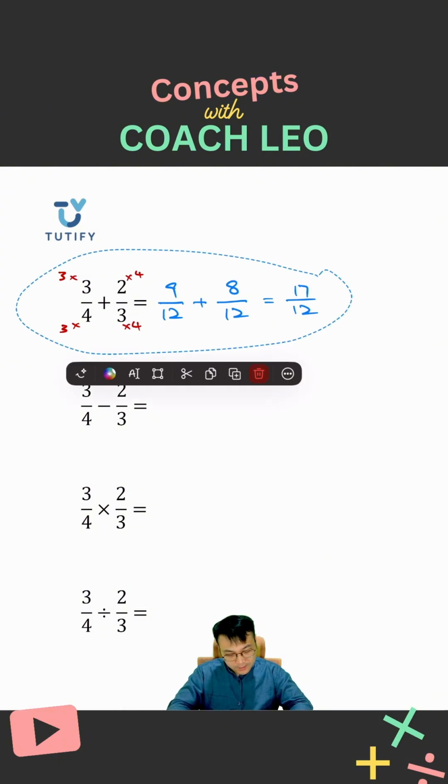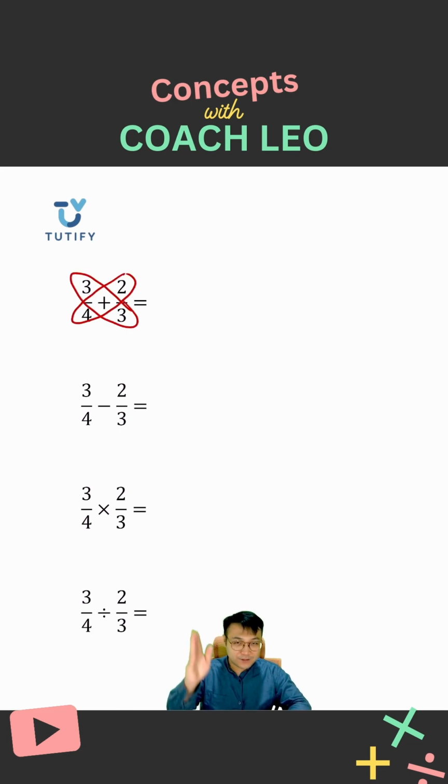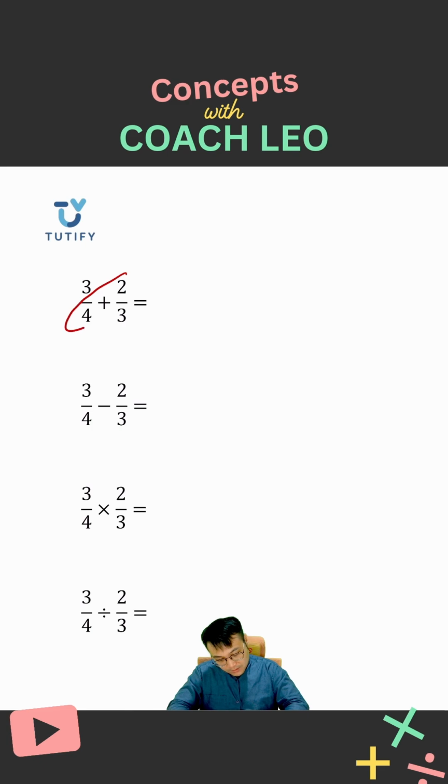I'm going to show you the shortcut by drawing a butterfly. Or if you study chemistry, maybe you can call this an atom. So let's call it a butterfly, okay? How do we use the butterfly method? First, I'm going to take 2 times 4, which gives me 8. And I'm going to take 3 times 3, which gives me 9. And finally, I'll just take 4 times 3 to give me 12, and we will get 17 over 12.